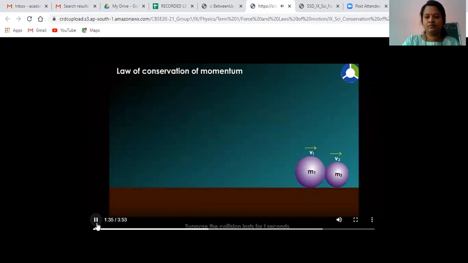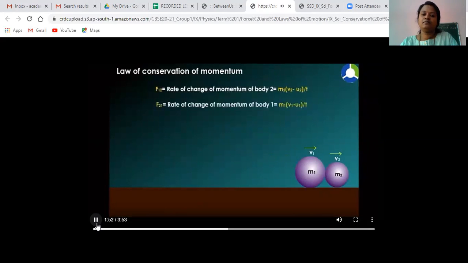Suppose the collision lasts for t seconds. F12 equals rate of change of momentum of body 2, equals m2 multiplied by (v2 minus u2) by t. F21 equals rate of change of momentum of body 1, equal to m1 multiplied by (v1 minus u1) by t. Since reaction equals minus action, Newton's third law of motion, F21 equals minus F12.